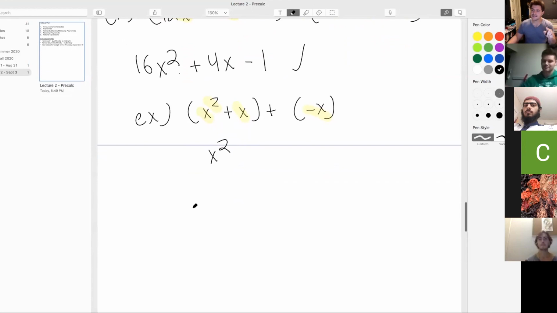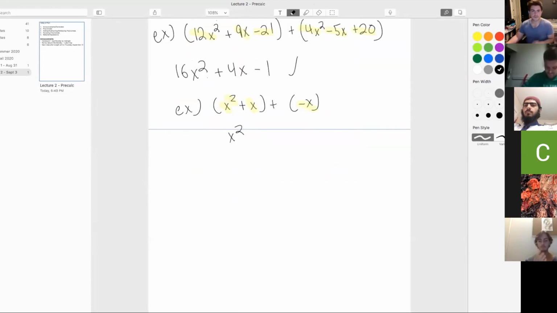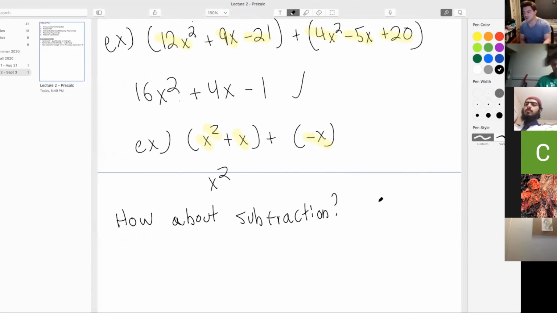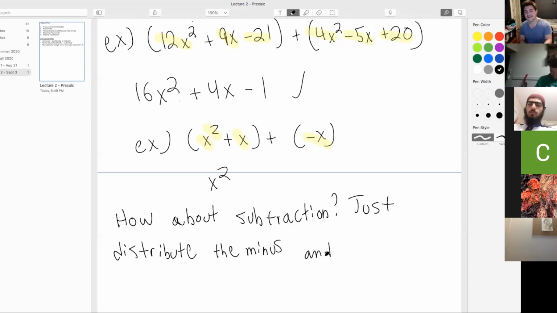Good, so we just did addition. How about subtraction? Well, the story is really the same. All you have to do is distribute the minus sign. Let me write it and then I'll illustrate with an example. All you need to do is distribute the minus sign and then combine like terms, just like before.